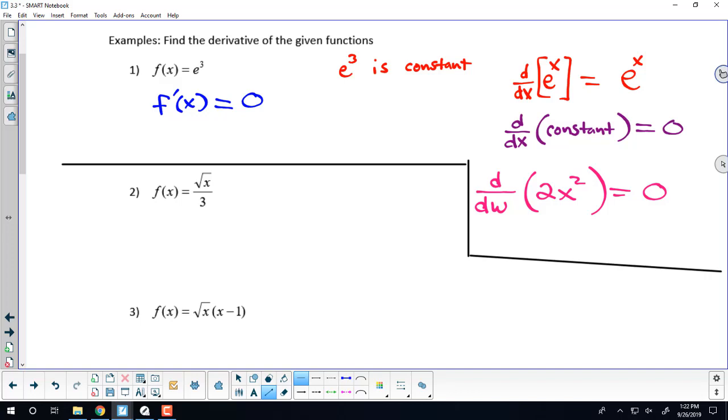Okay, how about example 2, square root of x over 3? Negative 1/6 x to the power of 3 halves. Okay. Negative 3 halves, excuse me. 3 halves. Negative 3 halves.